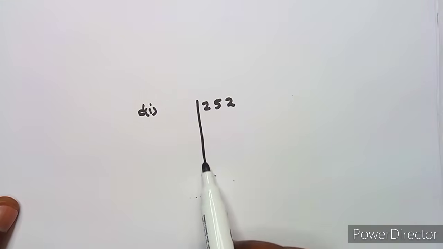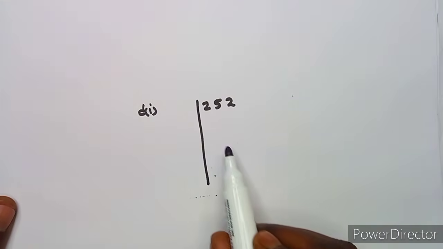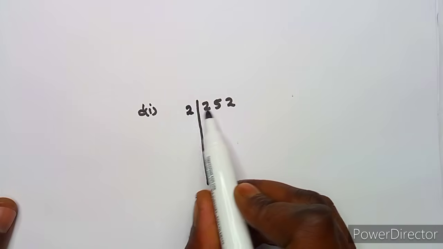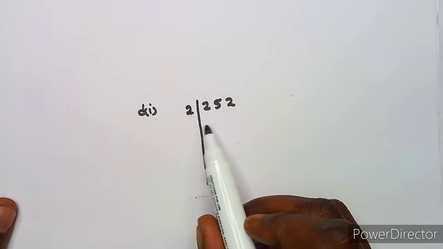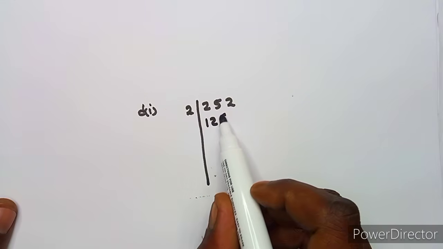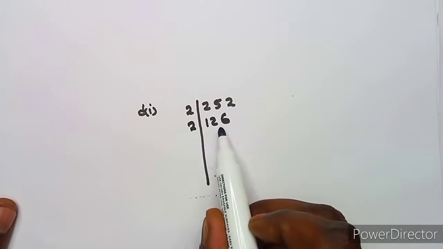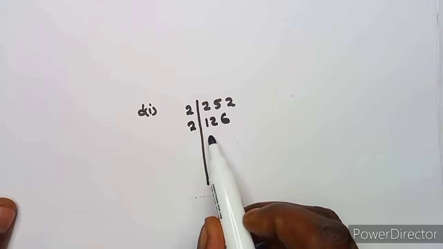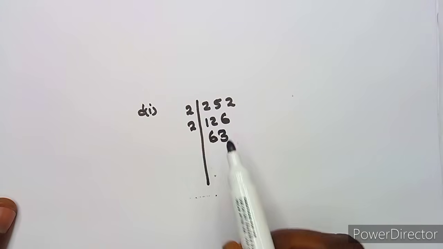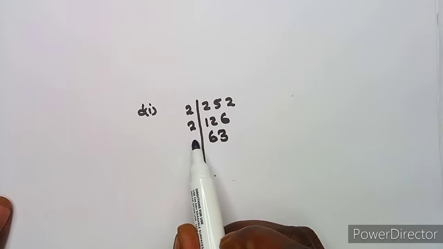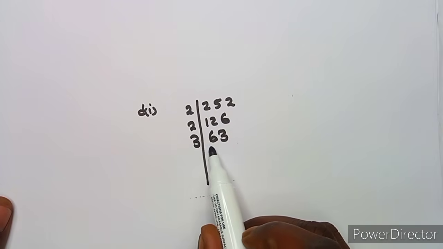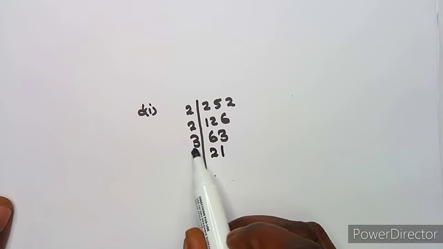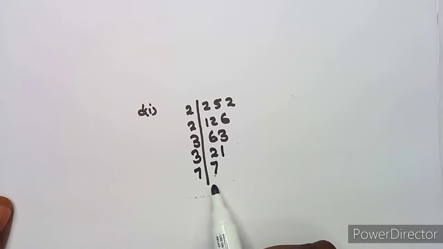So here the smallest number that we are going to use is 2. 252 divided by 2. This is paper 2, so we are going to obtain 126. Then 126 divided by 2 is going to give you 63. Then we can't use 2, we have to try 3. 63 divided by 3 is going to give us 21. Try 3 again, which is 7, 7, which is 1.